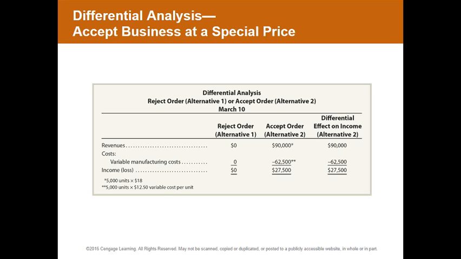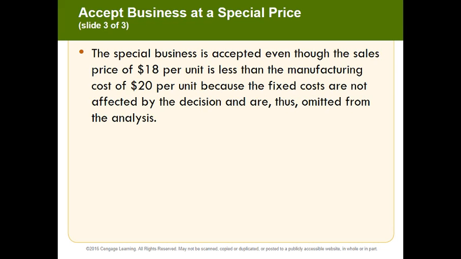Keep in mind, this is because we do not have to invest any more in fixed assets. So that is not a driver in this situation. Now, your special business is accepted even though those sales are only at a price of $18, which is less than the manufacturing cost of $20, because we're not impacting those fixed costs by making this decision. They're staying the same. So because they're going to stay the same under either situation, we would omit them from the analysis.